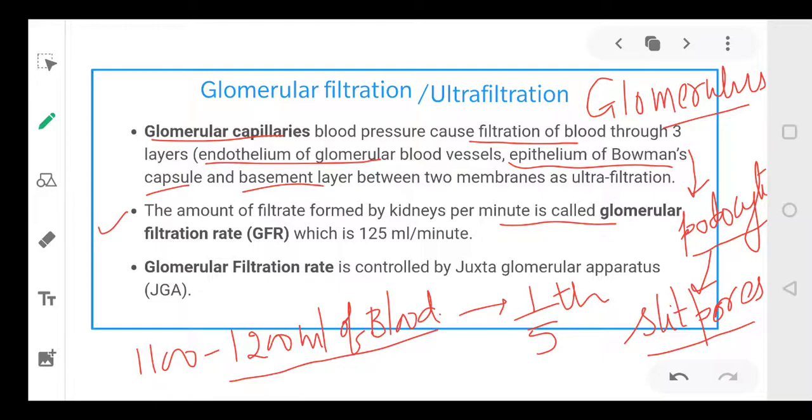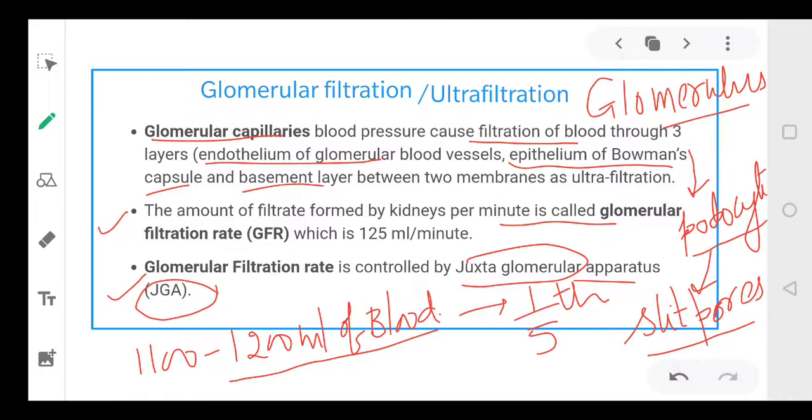Okay, and this GFR is controlled by the juxtaglomerular apparatus. Now it is a very sensitive region. This is called JGA. JGA is the juxtaglomerular apparatus. Okay, what is it? It is a juxtaglomerular apparatus.